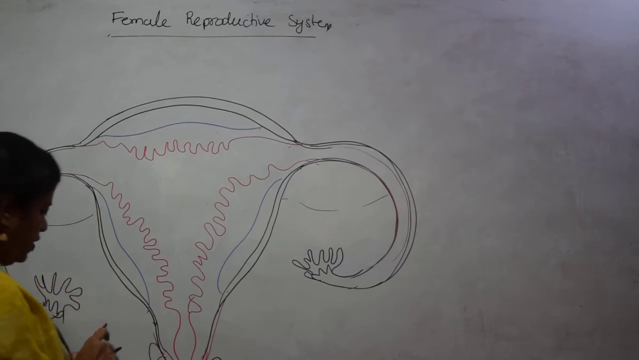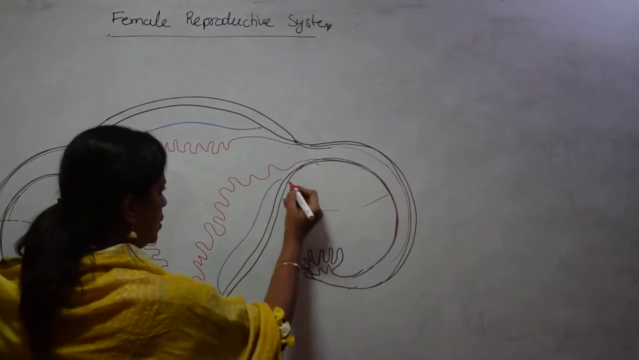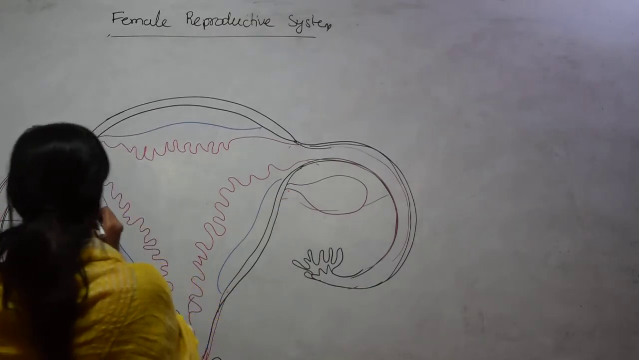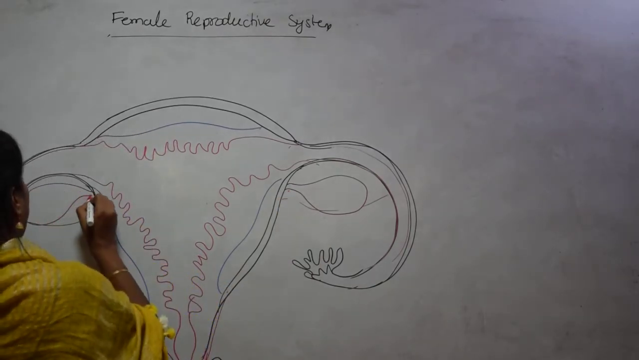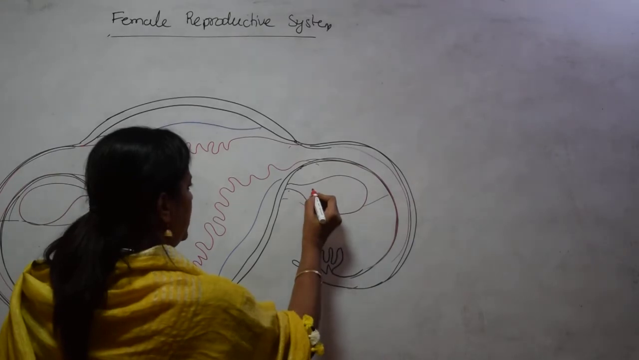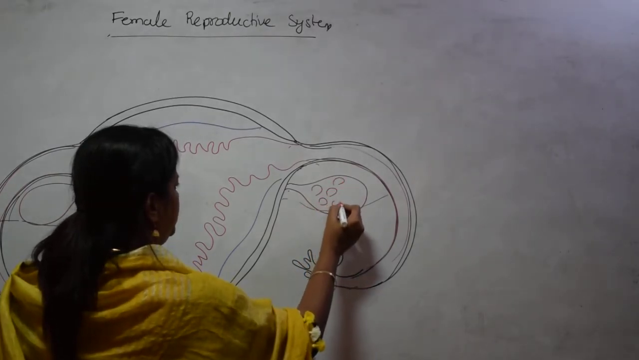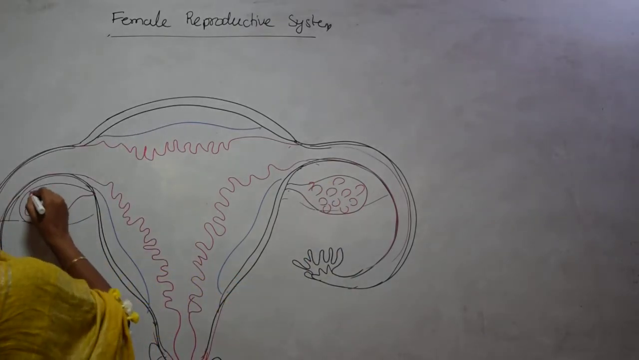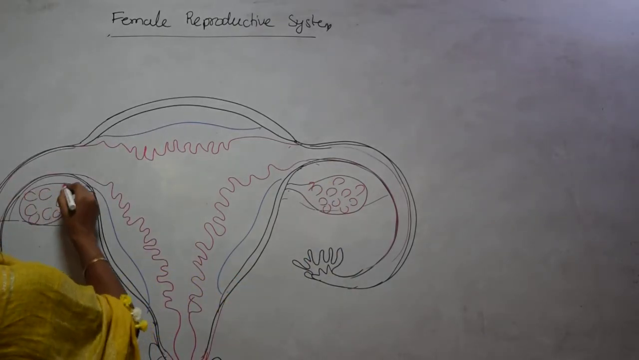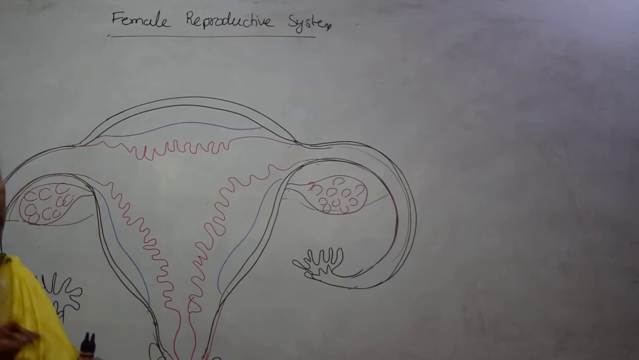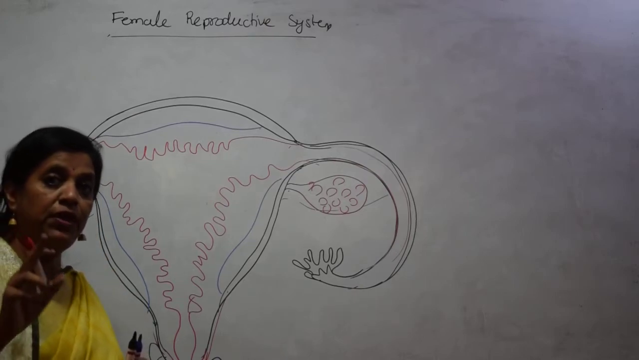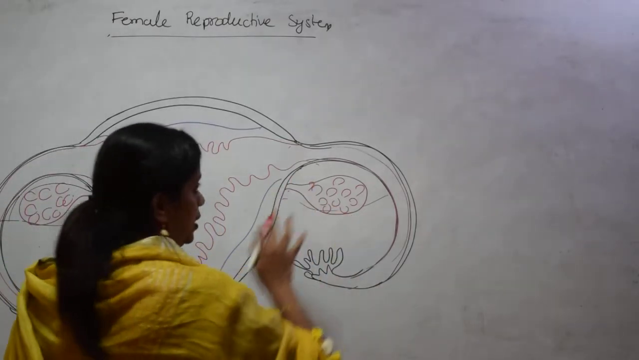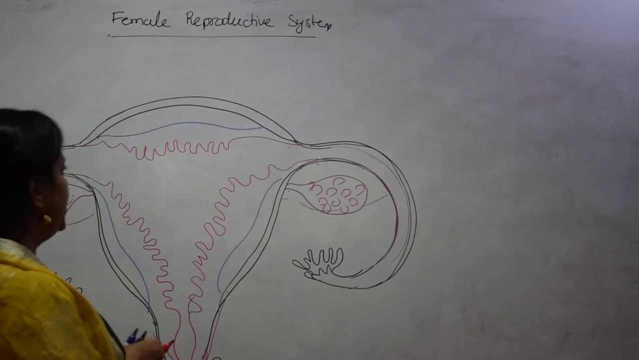Then outside the uterus of the female reproductive system, you find the ovary. A pair of ovaries you will get, one on either side. These ovaries have a number of outgrowths, which we call ovarian follicles. When the female child is born, around 200 to 250 ovarian follicles are found in each ovary. Let me give you details and let's label it.